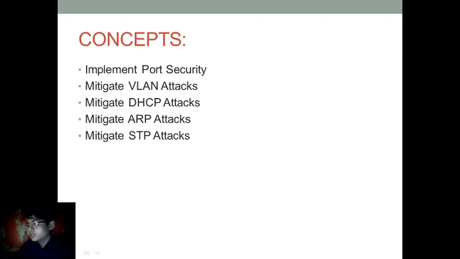Then let's go to mitigating ARP attacks. Dynamic ARP inspection or DAI. In a typical ARP attack, a threat actor can send unsolicited ARP replies to the other hosts on the subnet with the MAC address of the threat actor and the IP address of the default gateway.